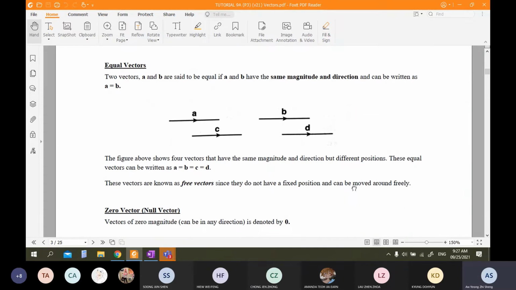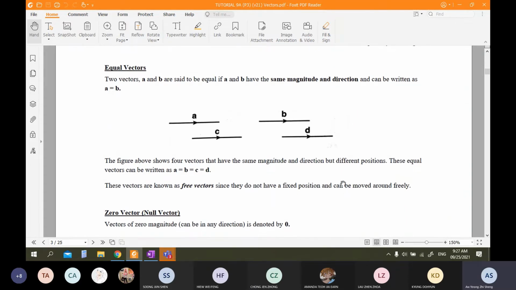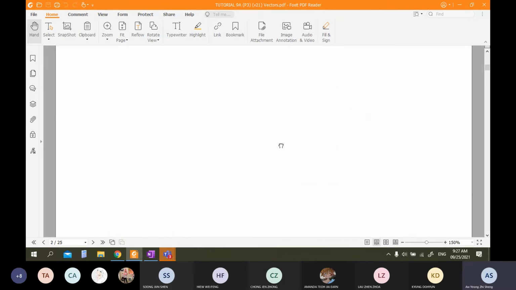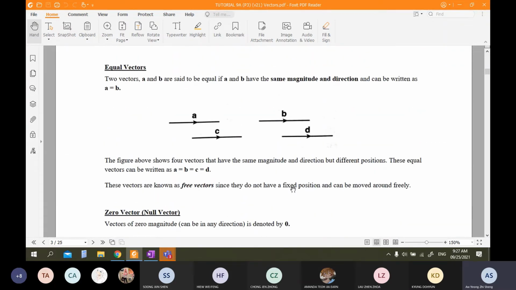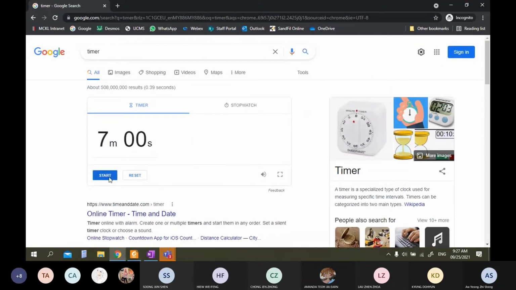Okay, the time is now 9:31. That's the end of the first hour. So let's take a short break. Then we will move on to page 3. You come back in 7 minutes.